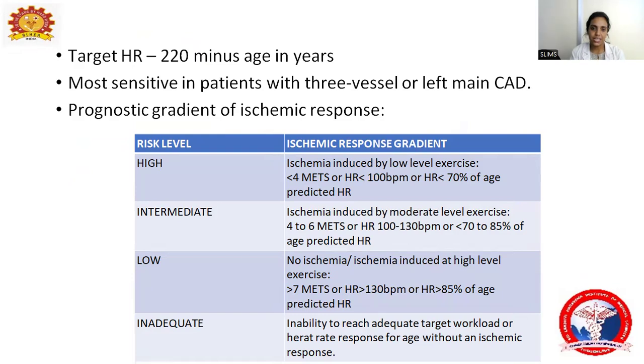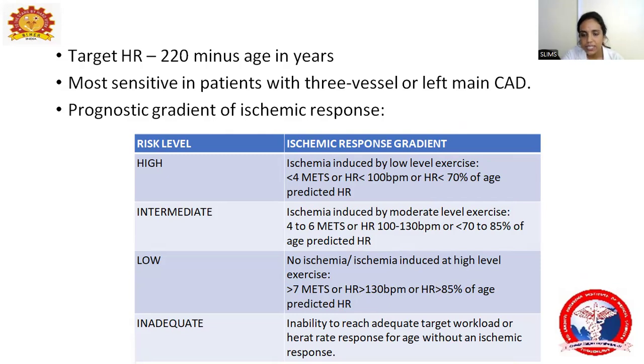The prognostic gradient of the ischemic response is graded in this way, where the risk levels are high, intermediate, low, and inadequate. High is where the ischemia is induced by a low level of exercise. So this means that the patient has less than 4 minutes, or the heart rate is less than 100, or the heart rate is less than 70% of the age predicted heart rate.